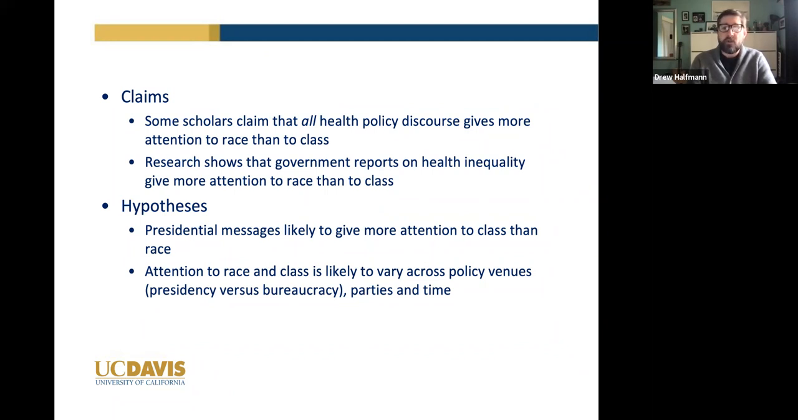We have research showing that government reports on health inequality give more attention to race than class. My own hypotheses here, and this paper is mainly descriptive. I'm just trying to figure out where we're at in terms of presidential discourse. My hypotheses are that presidential messages are actually likely to give more attention to class than to race, and that attention is likely to vary across policy venues, thus between the presidency and the bureaucracy, between parties, and over time. And guess what? My hypotheses are right.